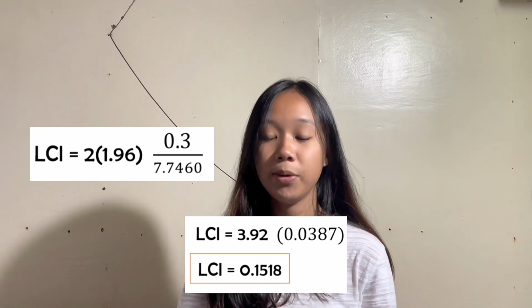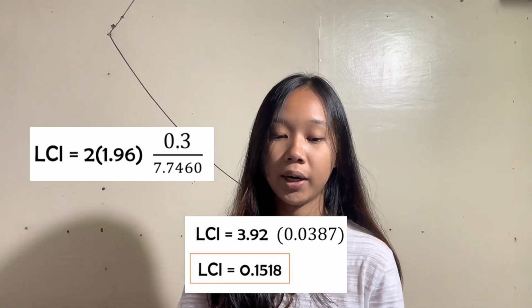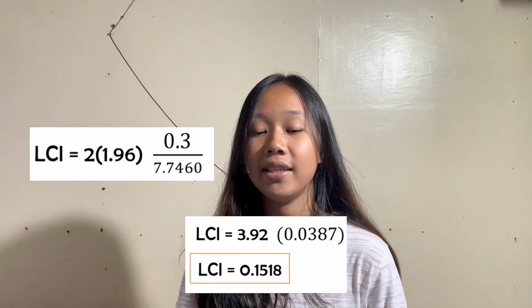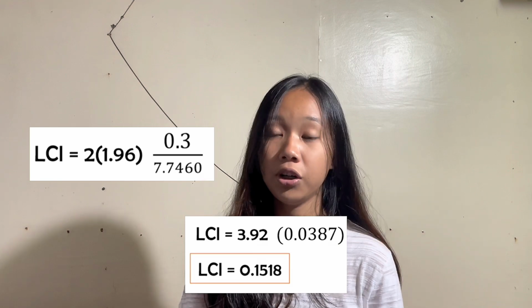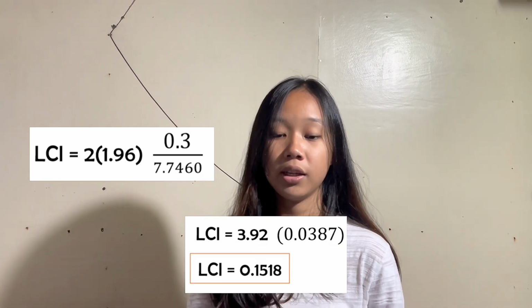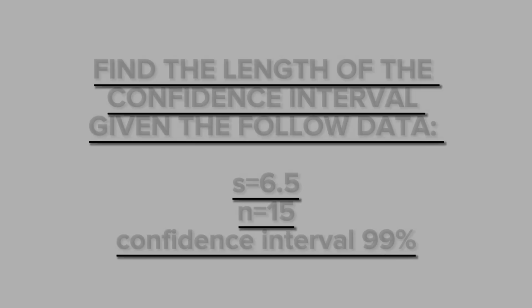Let's multiply the 2, so that is 3.92. Then when we divide by 7.746, that is 0.387. Therefore, our LCI is equal to 0.1518. So, let's have another example.